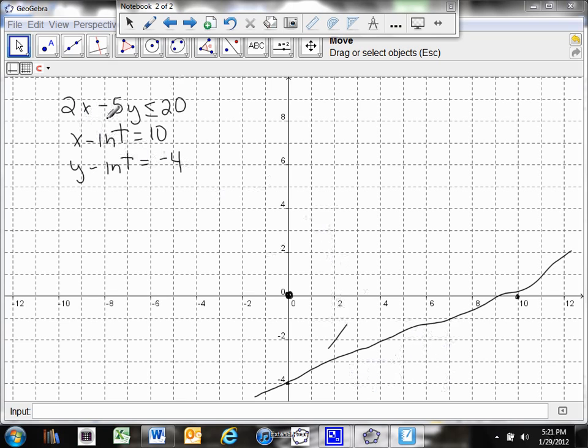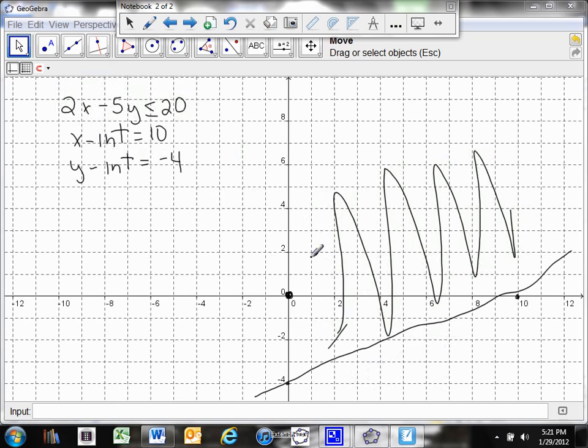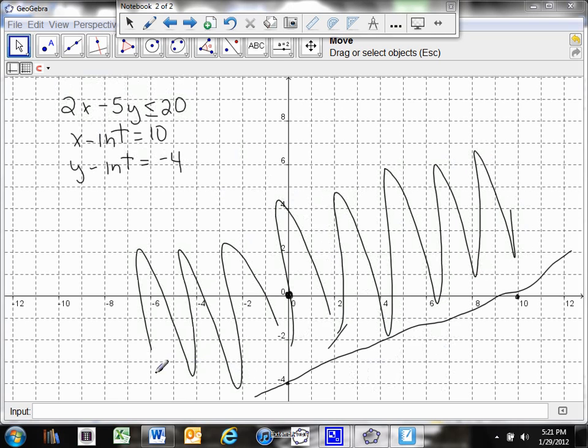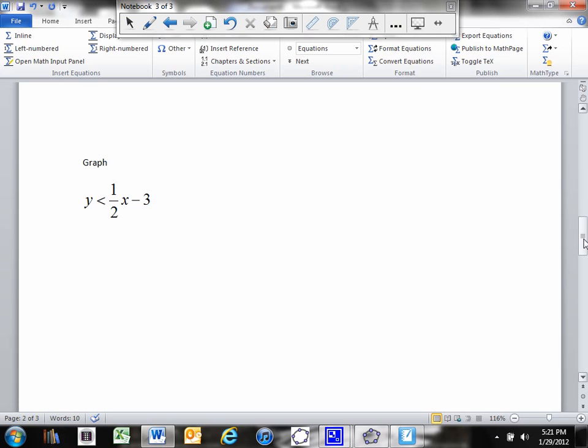So I put 0 in for x, 0 in for y. I get a 0 over here. 0 is less than or equal to 20. It's true. I shade up above the line. And I've got a picture, albeit crude, of the inequality.